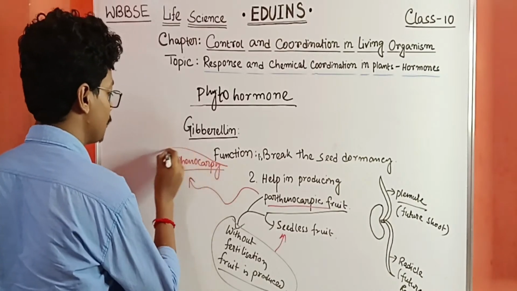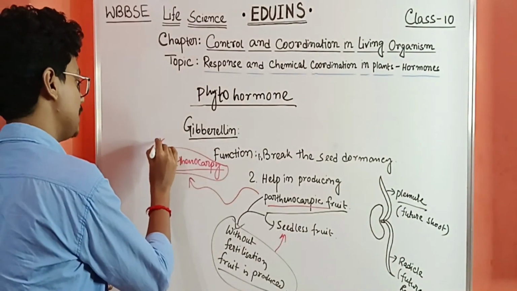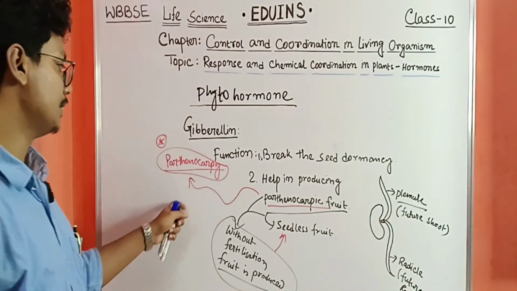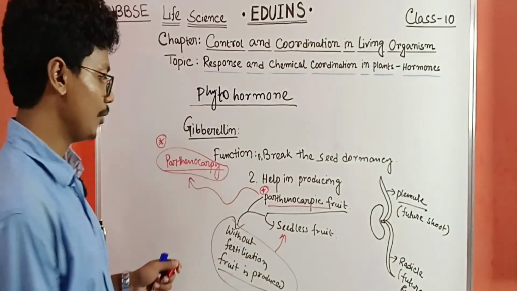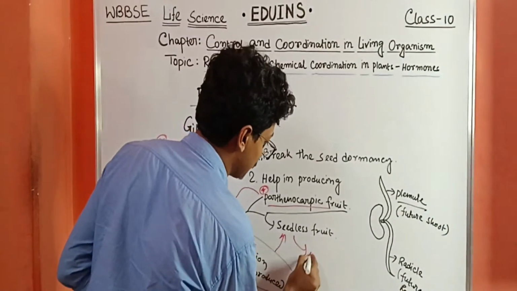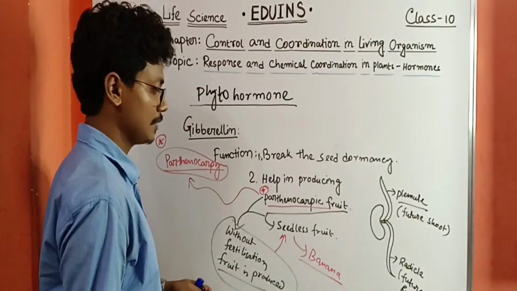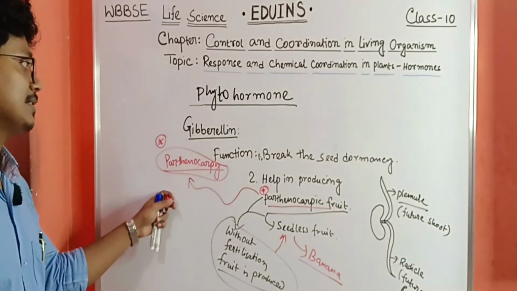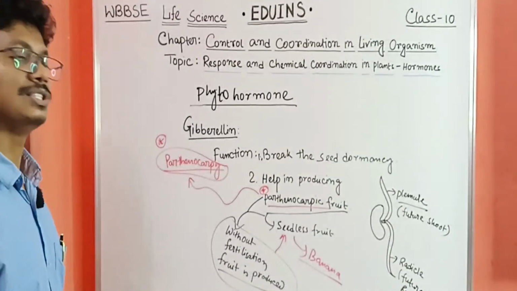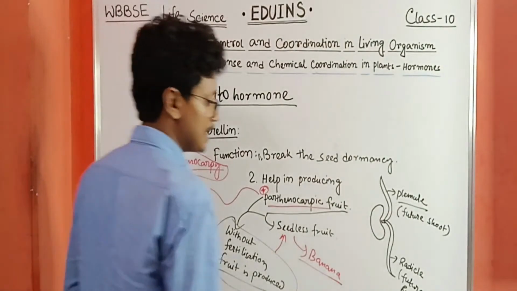So these two questions may be important for your exam. What is parthenocarpy and what is parthenocarpic fruit? One common example is banana. So these are the two main functions of gibberellin. Next one is the cytokinin.